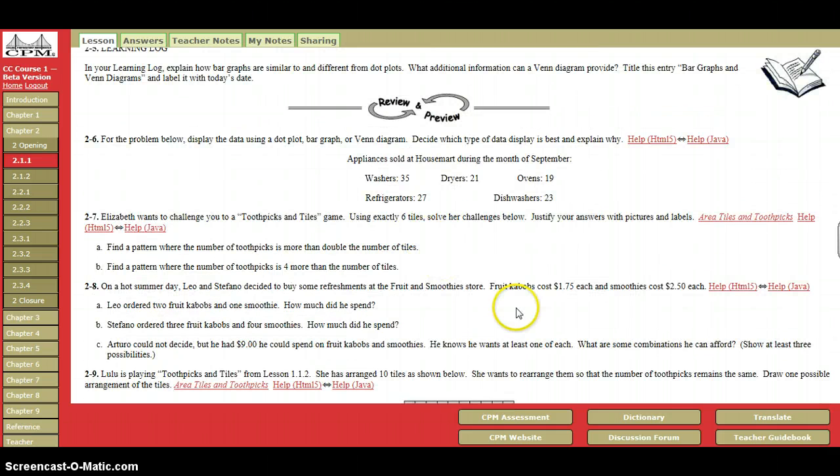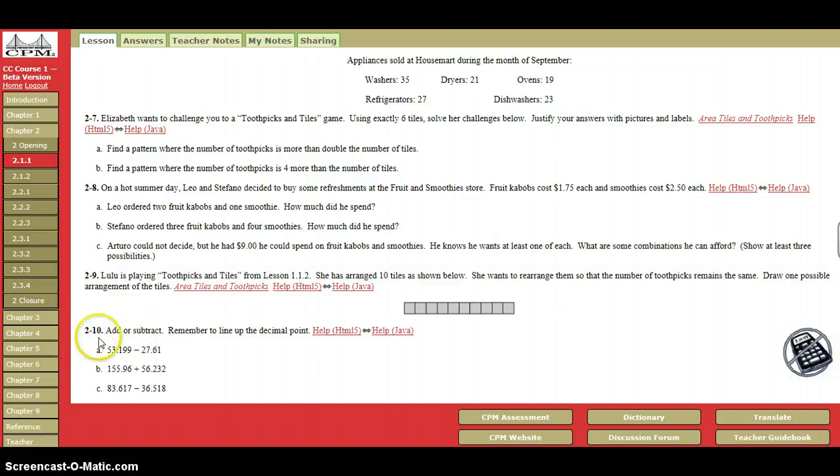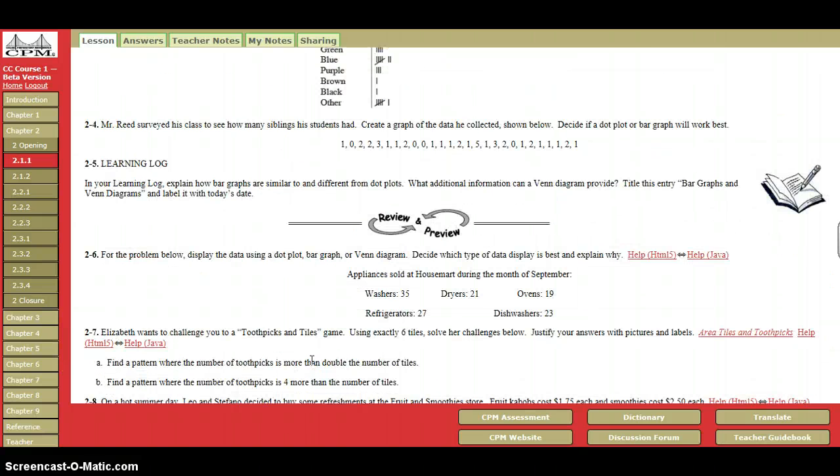So I'm going down here to the review preview portion. The questions I'll be going over today for the review preview are 2.6, 2.7a, 2.8, A and B, and then all the way down to 2.10, adding and subtracting some of those decimals. Okay?